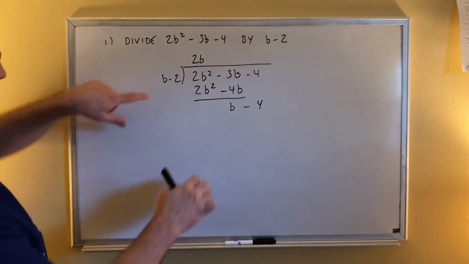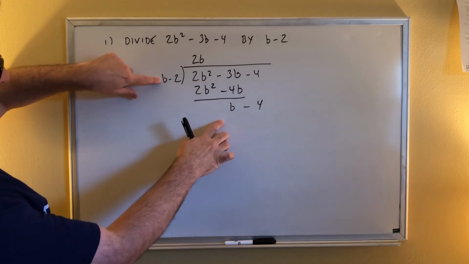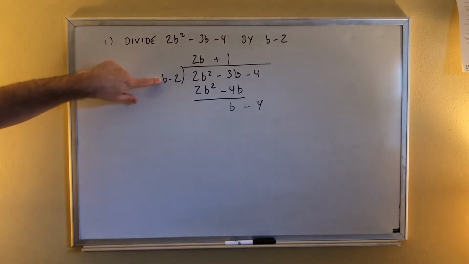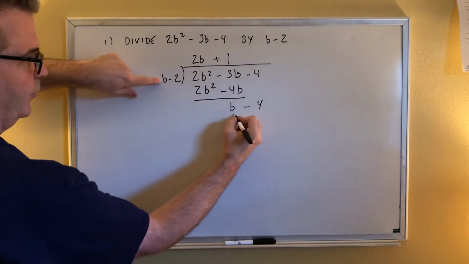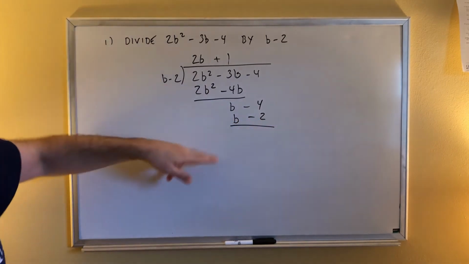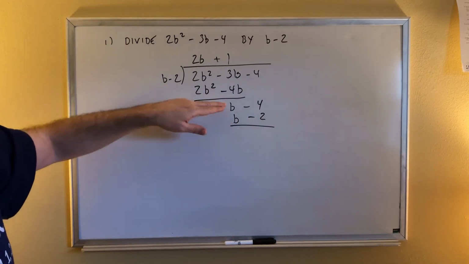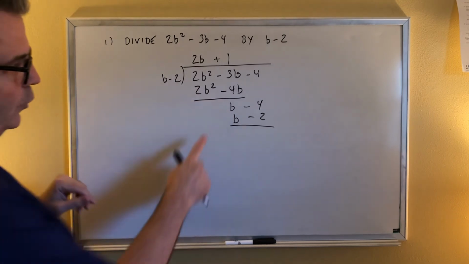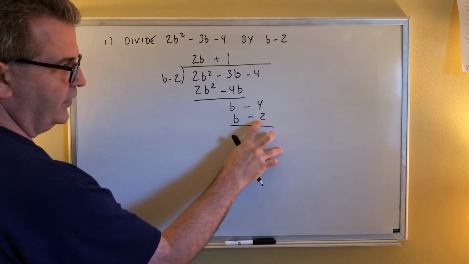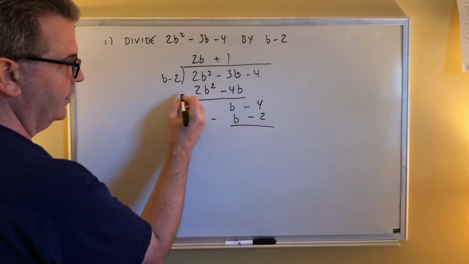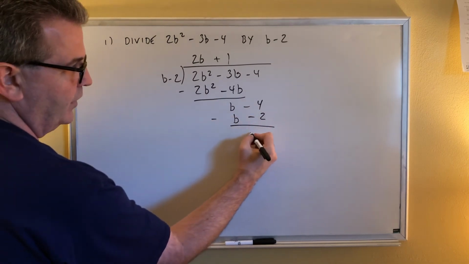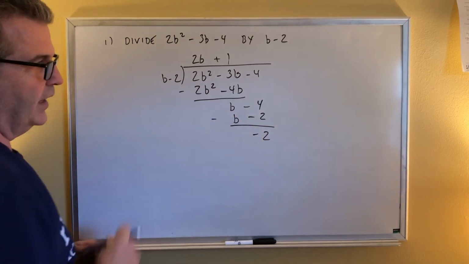Now again, we look at these first terms out here. What do I multiply b by to get b? 1. A positive 1, right? What's 1 times b? Well, that's b. And what's 1 times negative 2? Well, that's negative 2. So I'm going to subtract this expression I just came up with from the one right on top of it. So b minus b, well, that's 0. That's nothing. Negative 4 minus a negative 2. Remember, we're subtracting these. So negative 4 minus a negative 2 becomes negative 2, because we have a double negative there, so we're adding.